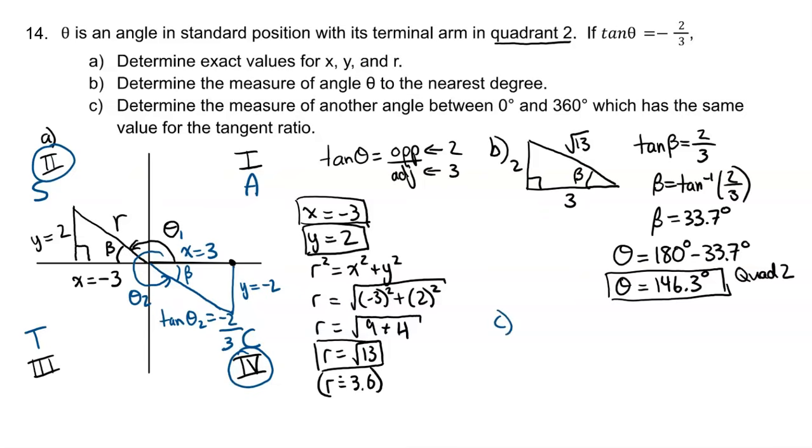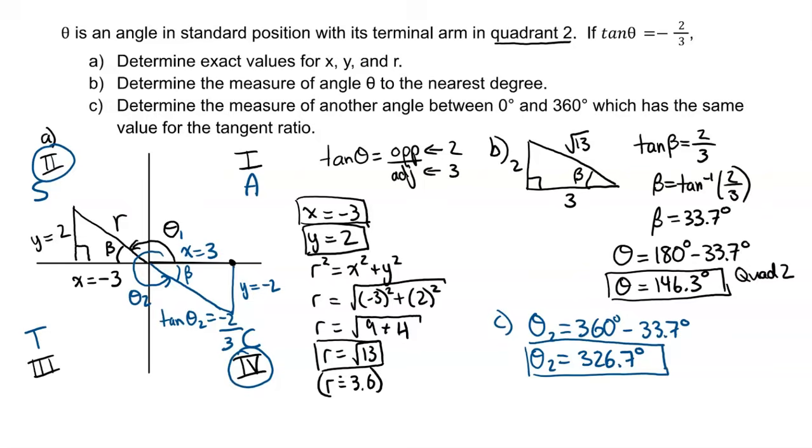Same ratio, -2/3. So we know it has the same related acute angle. All I have to do is say that theta 2 is equal to 360, all the way around, but then after I get all the way around, I subtract beta from that. So that's minus beta, which is 33.7 degrees, and that gives me an angle of 326.7 degrees. And that is the measure of the second angle. Both of those angles are between 0 and 360.